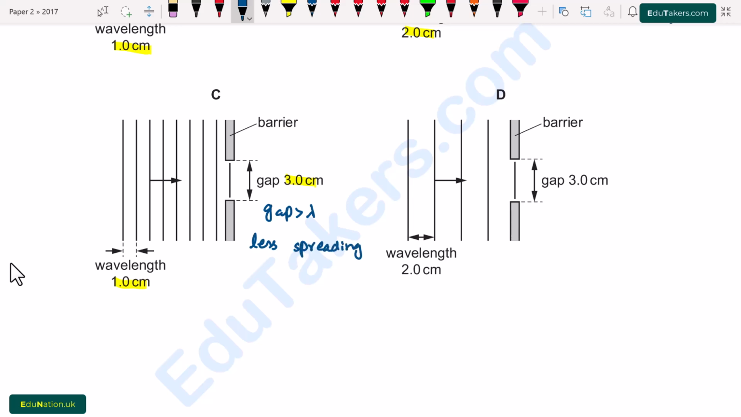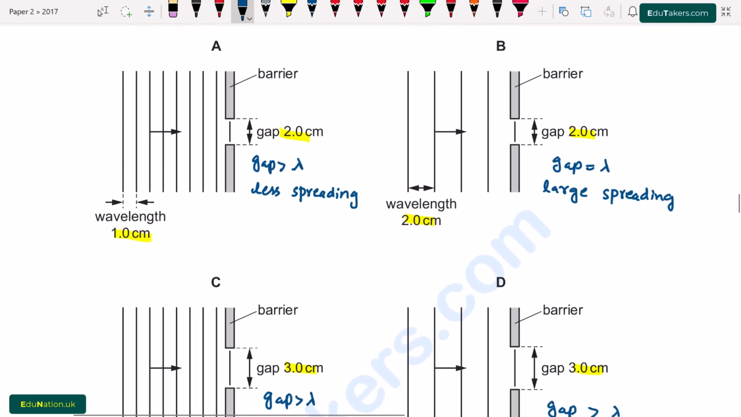In the last option D, again the gap is 3.0 centimeter and the wavelength is 2.0 centimeter. The gap is larger as compared to the wavelength, so there will be less spreading. From here, only option B is correct. In the case of option B, there is large spreading because the gap is comparable with the wavelength.